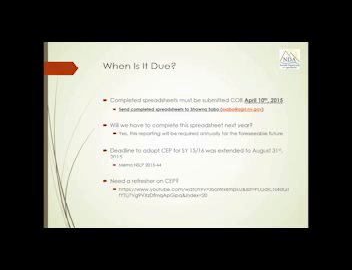The next question, will we have to complete this spreadsheet next year? The answer to that is yes. There was a requirement to do it last year, you're required to do it this year, and we don't see that requirement changing for the foreseeable future. So this will likely be an annual reporting requirement.